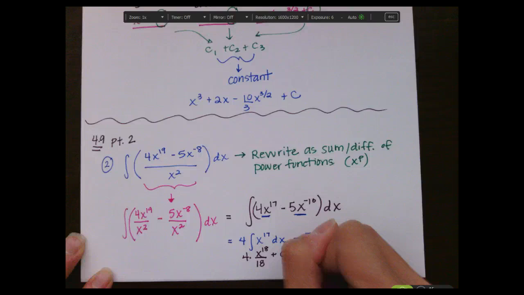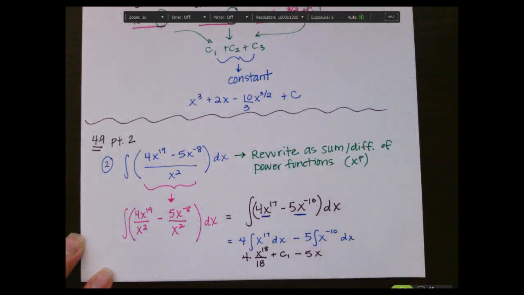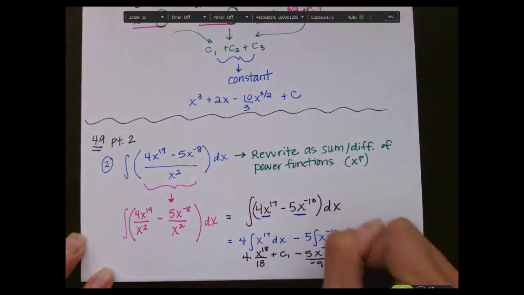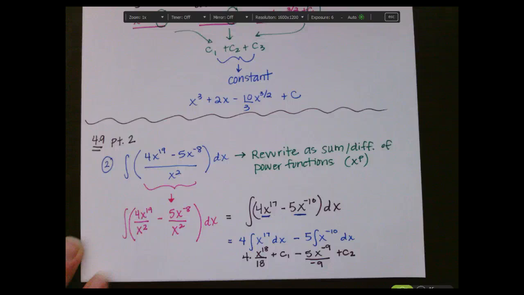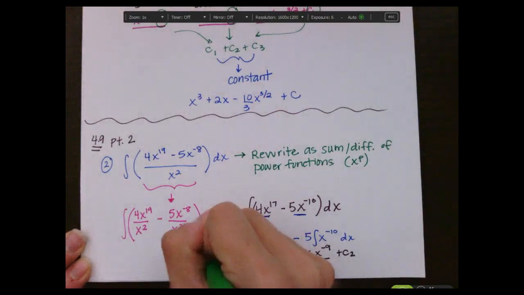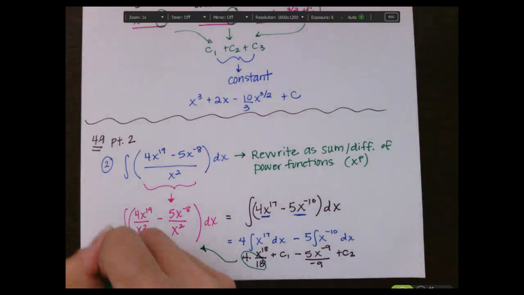And then over here, I'm going to add 1. Remember, adding 1 to negative 10 becomes negative 9. Divide by negative 9. Alright, let's clean that up. I'm going to jump back over here just because I don't have any more paper space. 4 and 18, this fraction right here can be reduced. Each is divisible by 2, so that's 2/9 x to the 18th.